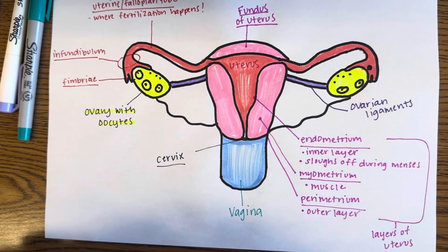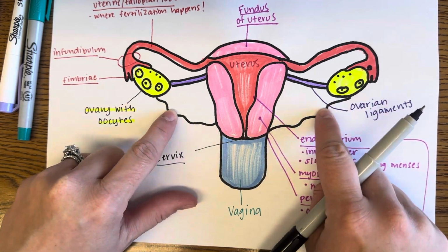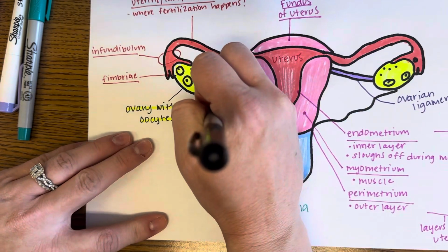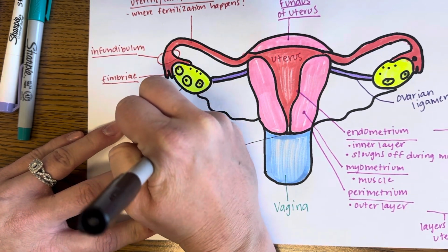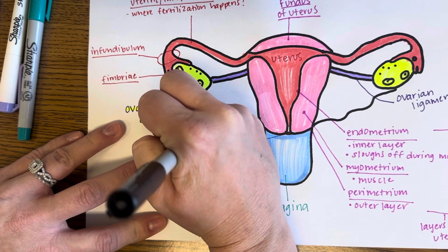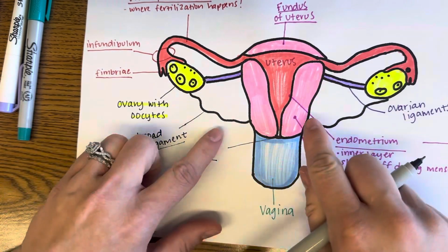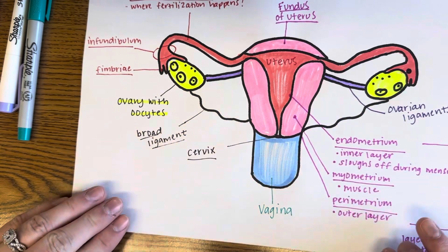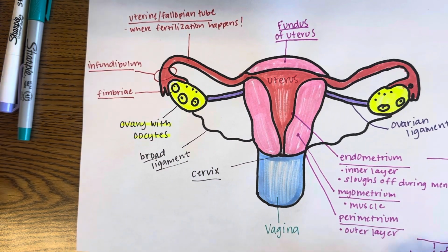And then the last thing we're going to highlight is these squiggly lines right here. It's another ligament. This is called the broad ligament. Again, just another ligament holding everything for the female reproductive system in place. And there you have it. That is our basic female reproductive anatomy.